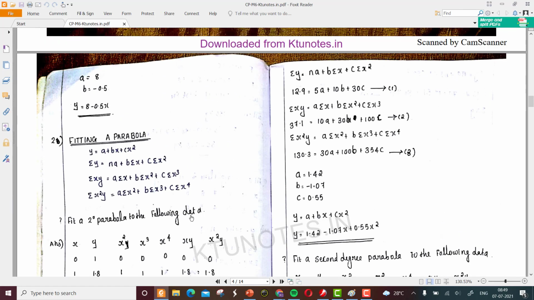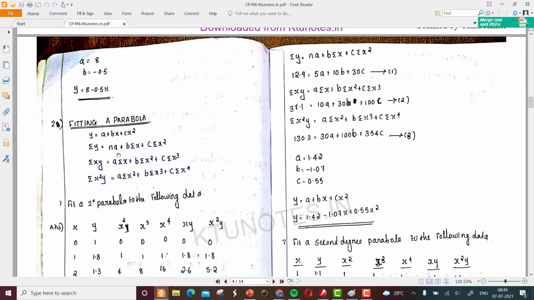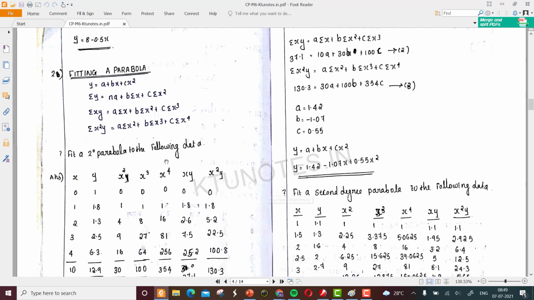Then substituting all the calculated values in the equations, we basically have 3 equations to solve for 3 unknowns: sigma Y, sigma XY, and sigma X square Y. Y is equal to A plus BX plus CX square is the general format of the parabolic equation. So computing sigma Y as equation 1, sigma XY as equation 2, and sigma X square Y as equation 3.